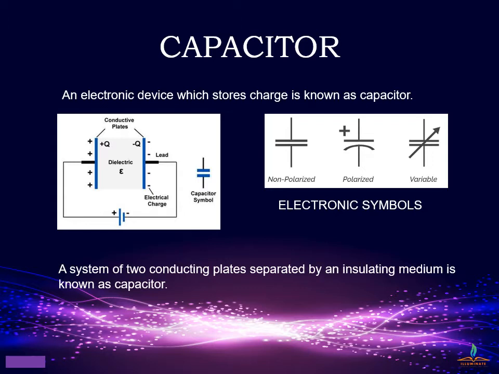Now you can see in this figure there are two conducting plates, one carrying plus Q charge and another conducting plate carrying minus Q charge. Both plates are connected to a battery. There is a dielectric material, also known as insulating material, between these two conducting plates. So we can also define a capacitor as a system of two conducting plates separated by an insulating medium. There are electronic symbols to define the type of capacitor.